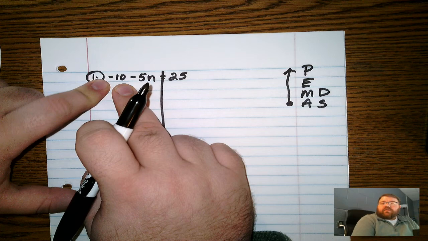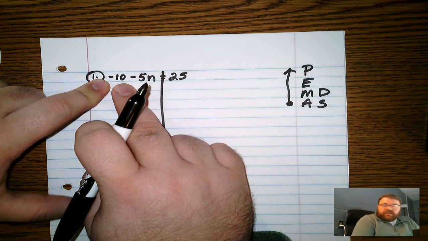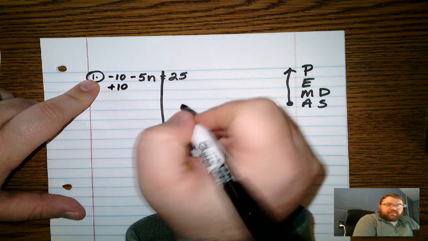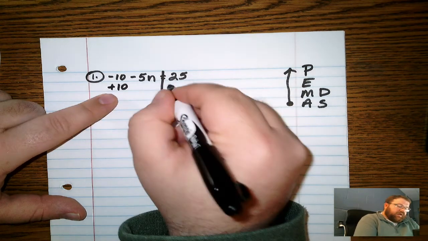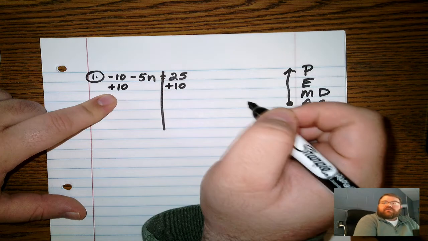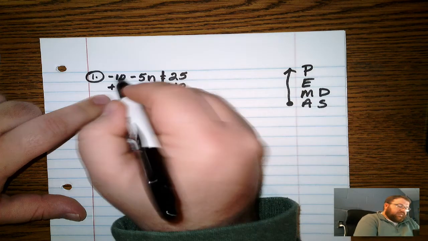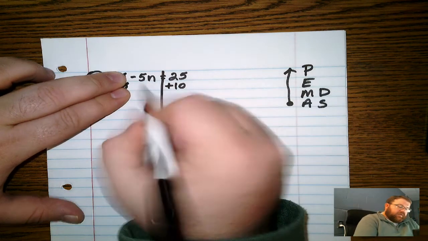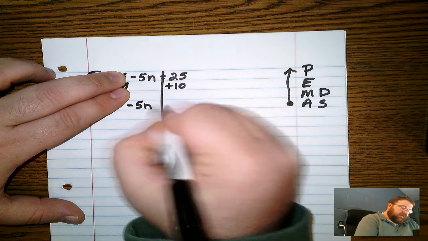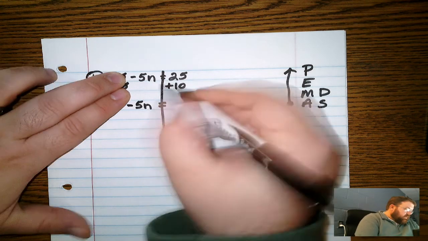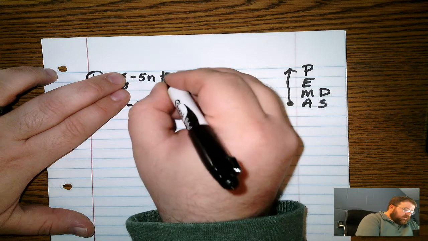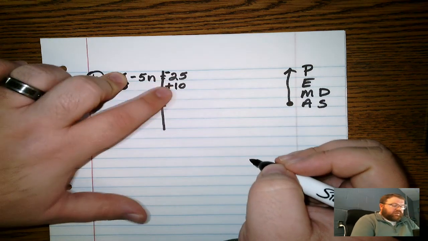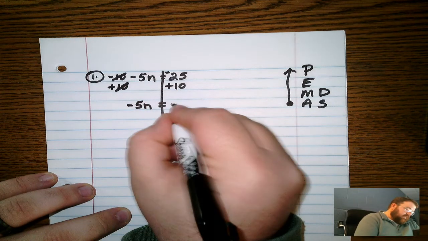Now you need to ask yourself, what is the opposite of -10? And that's going to be adding 10. Now, just like one-step equations, what we do to one side we have to do to the other, so I'm going to add 10 to the right-hand side as well. The 10s cancel. It leaves me with -5n is equal to, and that's a -25 in your packet. So -25 plus 10 is going to be -15.